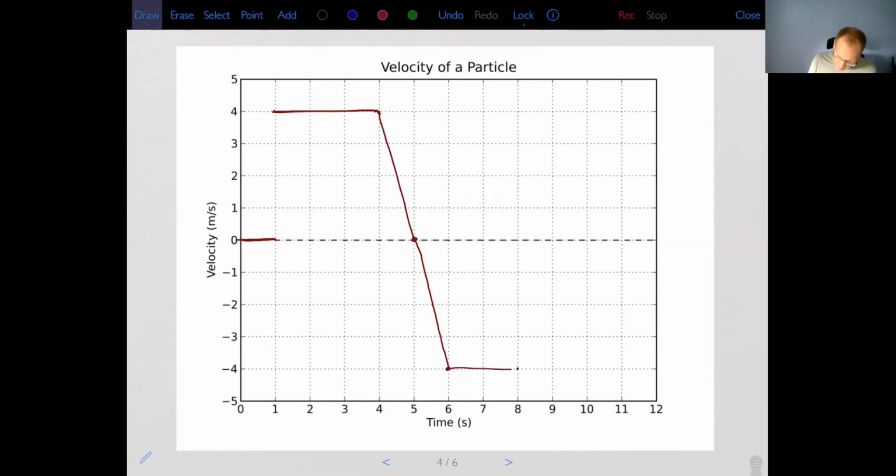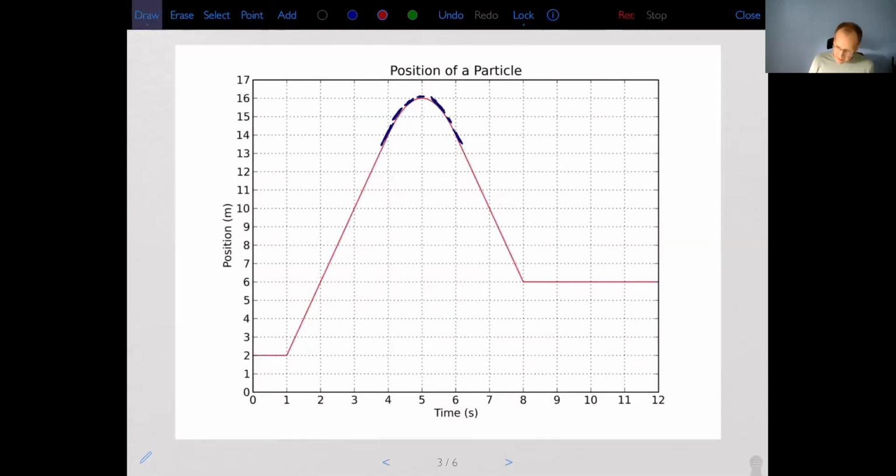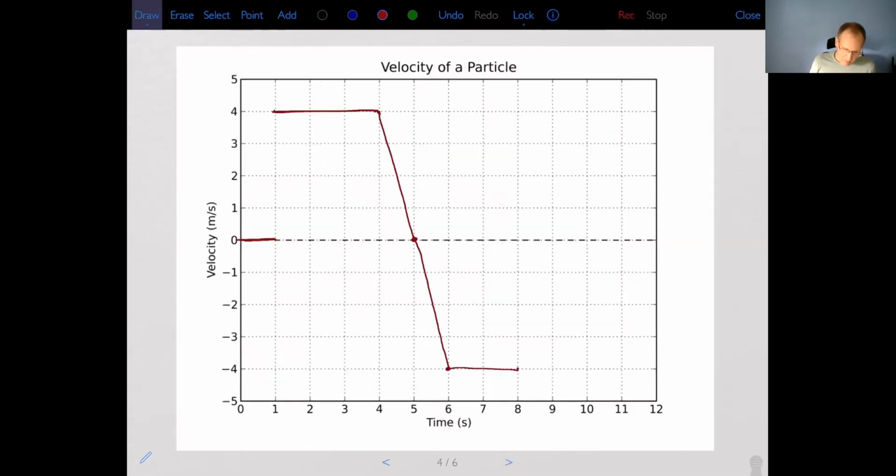So something like that. And then finally, from 8 to 12, that's easy. What is the velocity from 8 to 12? It's 0, right? Because that's at rest. So this would be 0.